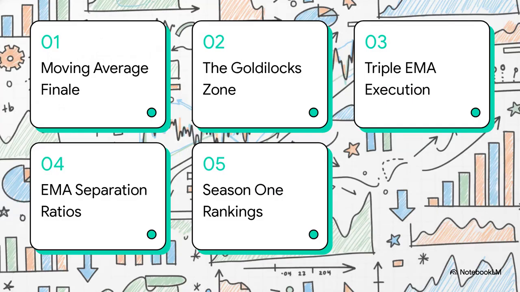Here is our roadmap for today. First, the moving average finale. Second, the Goldilocks zone. Third, Triple EMA execution rules. Fourth, EMA separation ratios. And finally, Season 1 strategy rankings.